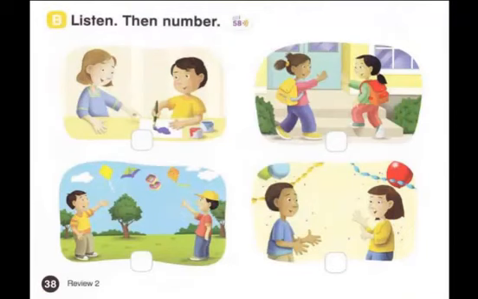Page 38. B. Listen. Then number. 1. What color is it? It's purple. 2. Hi, how are you? I'm fine. 3. How many kites? 4. 4. How old are you? I'm 6.